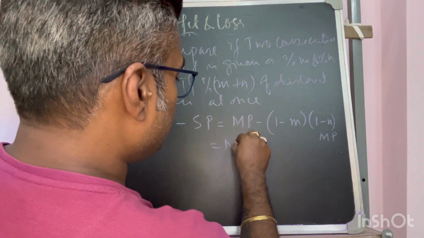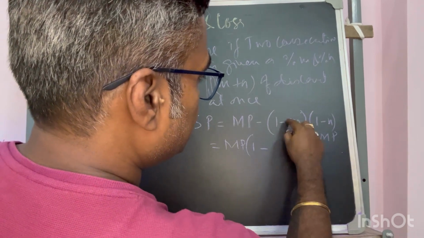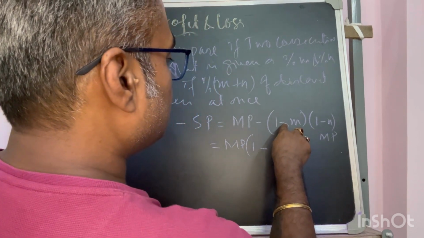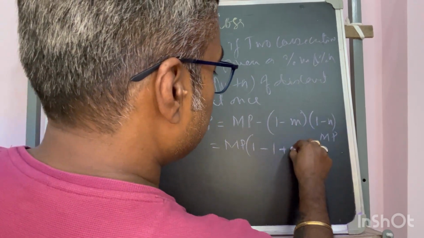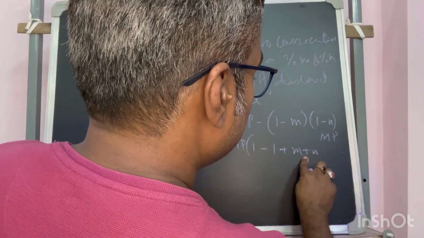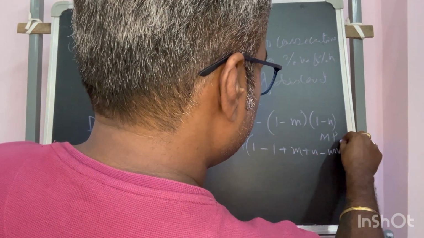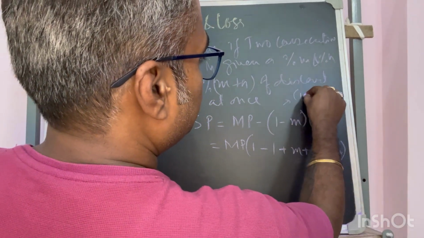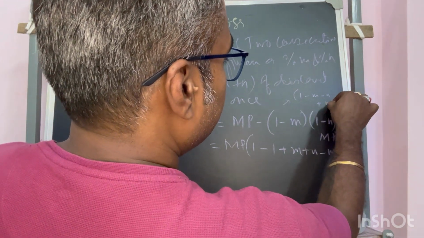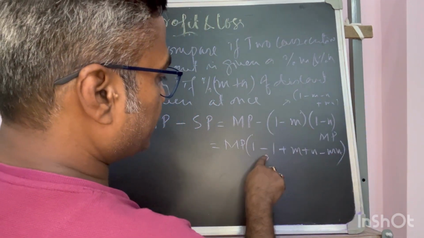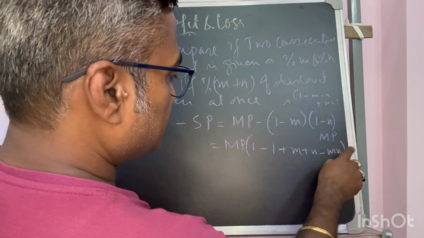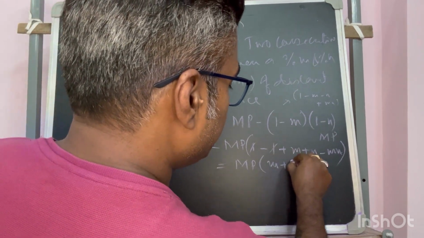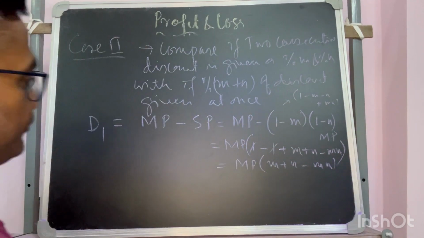So this will ultimately be MP into 1 minus, if I multiply this, this will be 1 minus 1 plus M plus N minus MN. If I multiply this, this will become 1 minus M minus N plus MN. Now I am removing the bracket, I am getting minus 1 minus M. So ultimately, D1 is MP into M plus N minus MN.